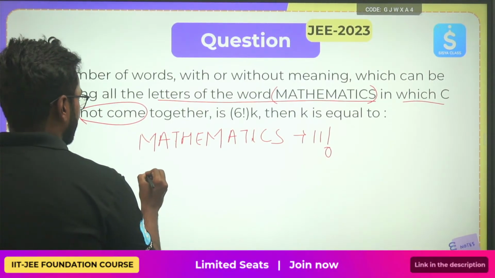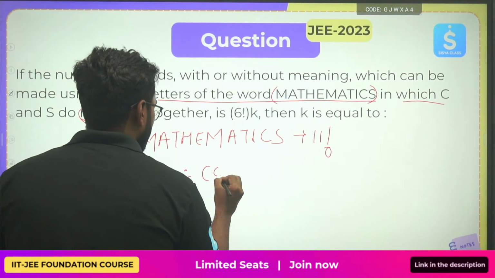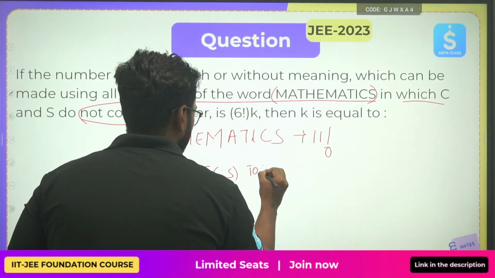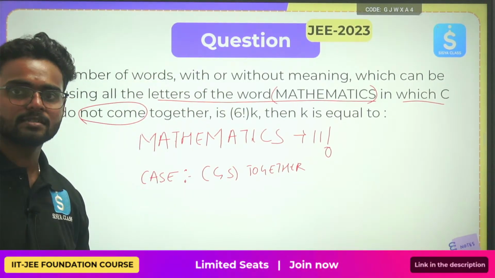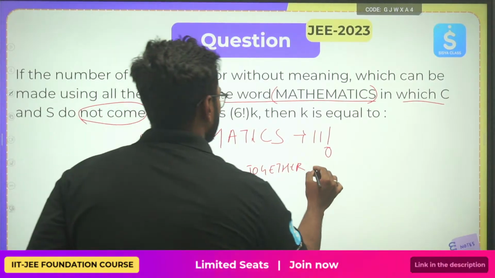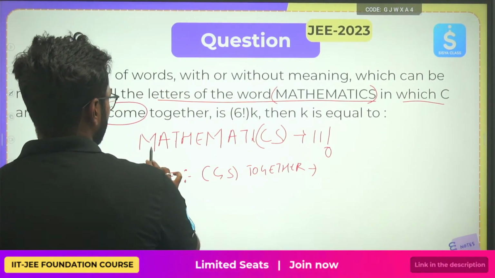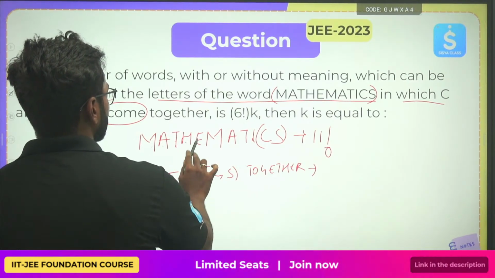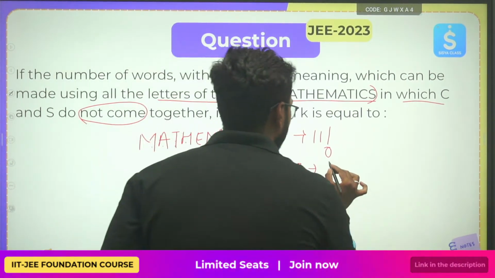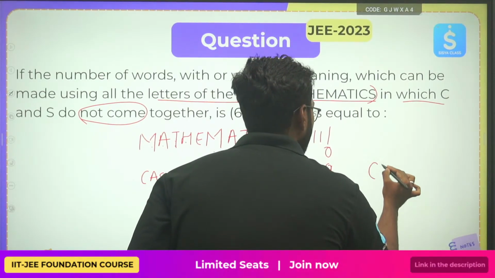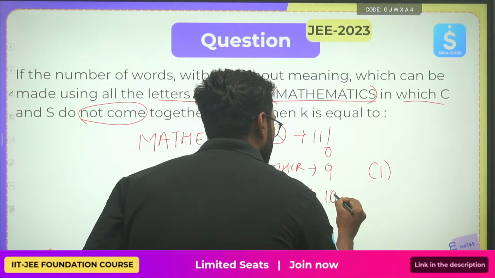Let us find the case where C and S come together. Right, C and S come together. We can do this by, let us remove C and S. How many would we be having? 1, 2, 3, 4, 5, 6, 7 and 8, 9. We'd be having 9 and one more block, right? This should be 10 factorial.